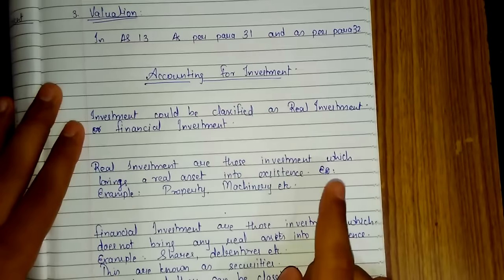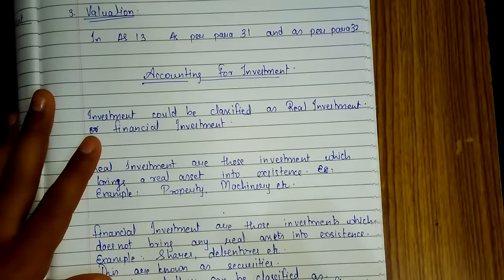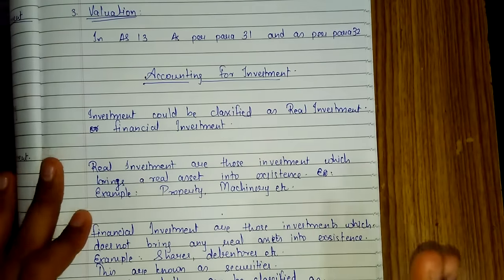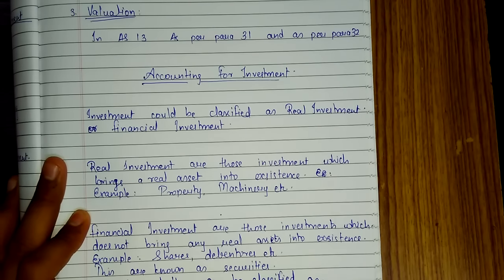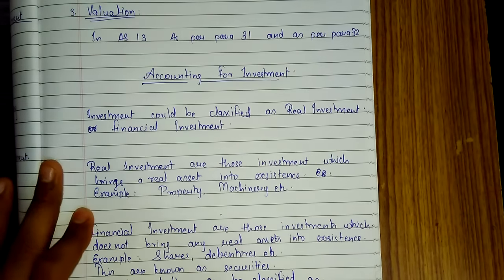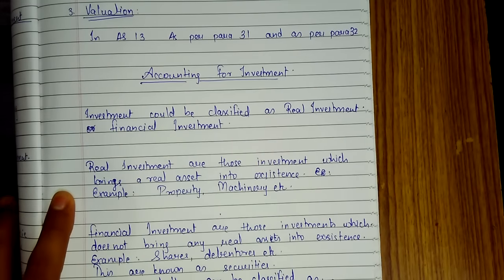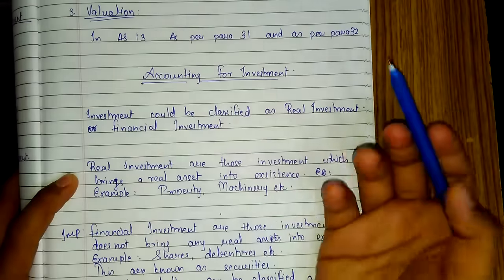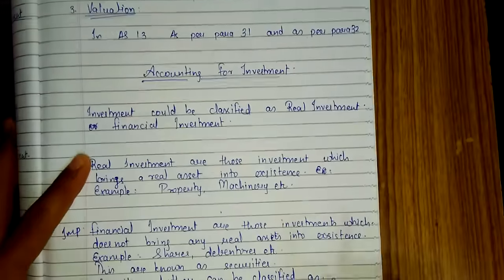Real investments are those investments which bring real assets into existence. Example, property and machineries, etc. Financial investments are those investments which do not bring any real assets into existence. So this is the important thing. We'll be dealing in this chapter, accounting for investment, only with financial investments.